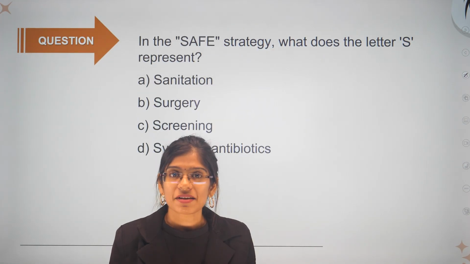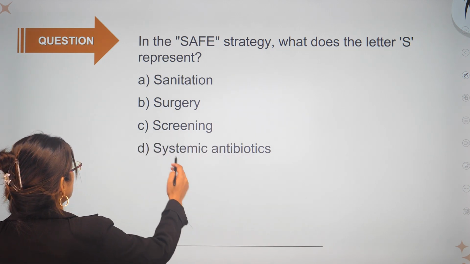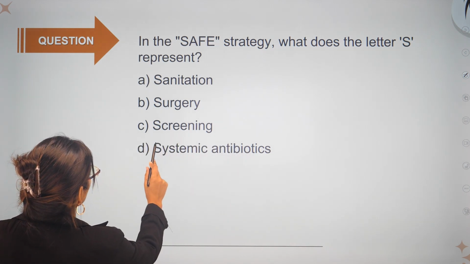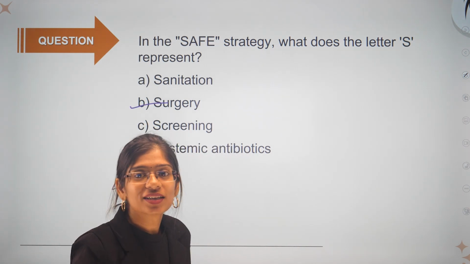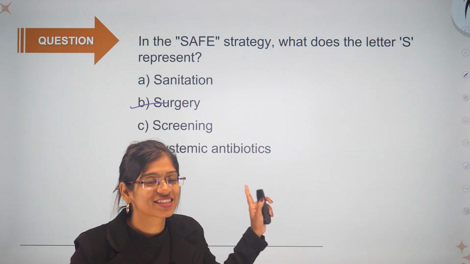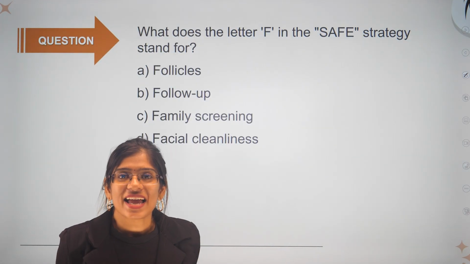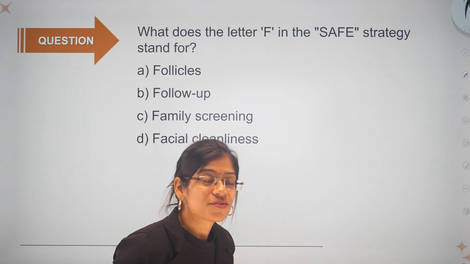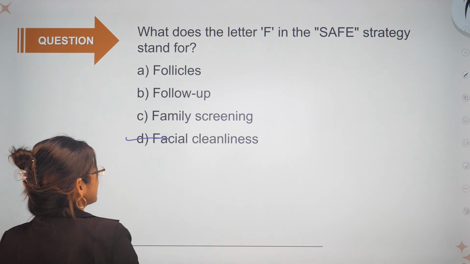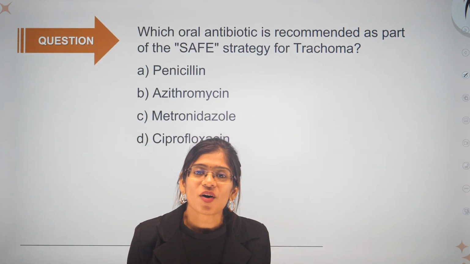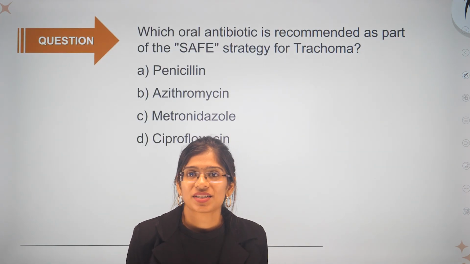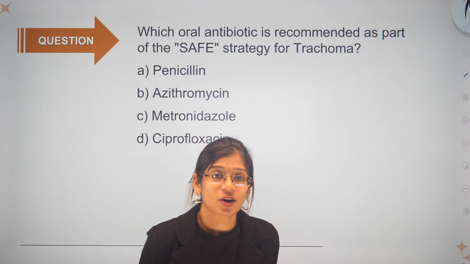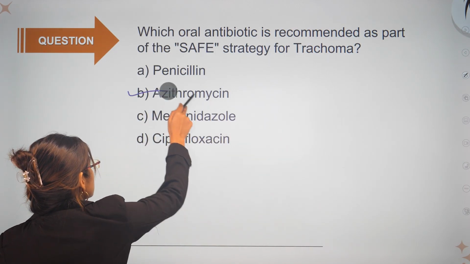In the SAFE strategy, what does the letter S represent? We just talked about it. S stands for surgery. It's B. What does the letter F in the SAFE strategy stand for? F is for facial cleanliness. Which oral antibiotic is recommended as part of the SAFE strategy for trachoma? It is azithromycin.